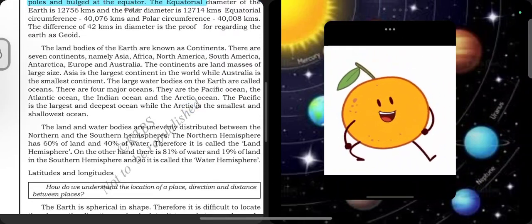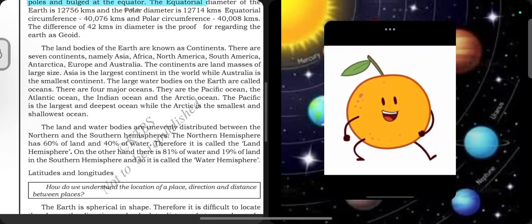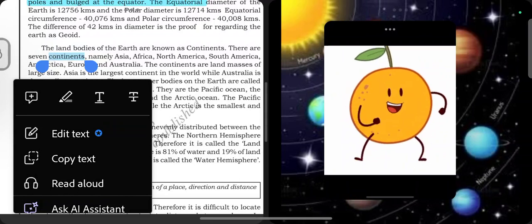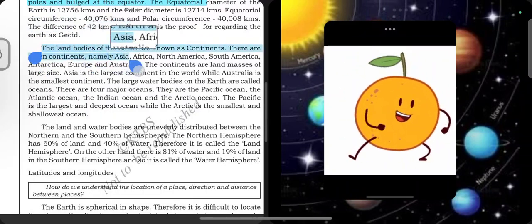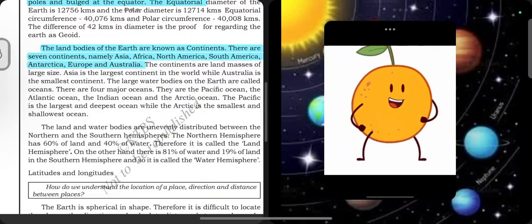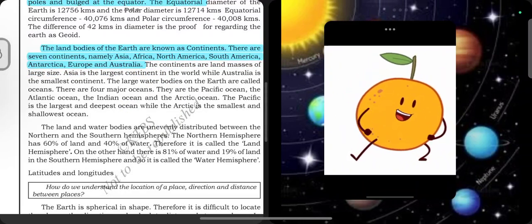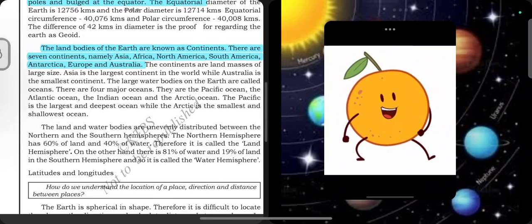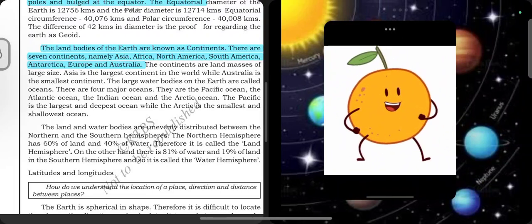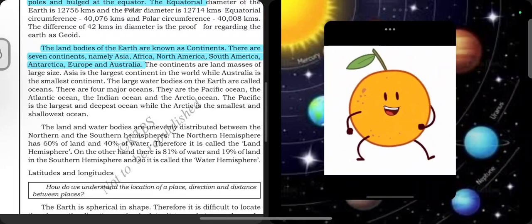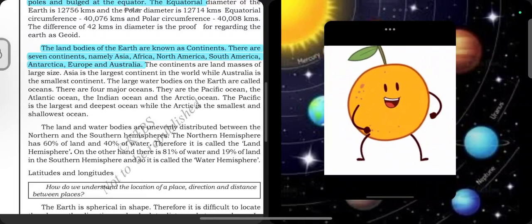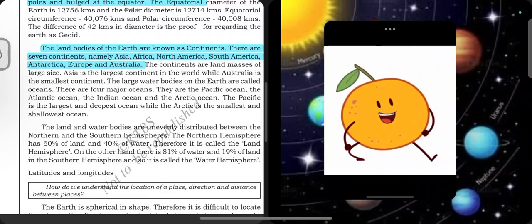And after that, what is there on planet Earth? The land bodies of the Earth are known as continents. How many continents are there? Exactly 7 continents are there. There are 7 continents, namely Asia, Africa, North America, South America, Antarctica, Europe and Australia. So these are the 7 continents we can see on the Earth.